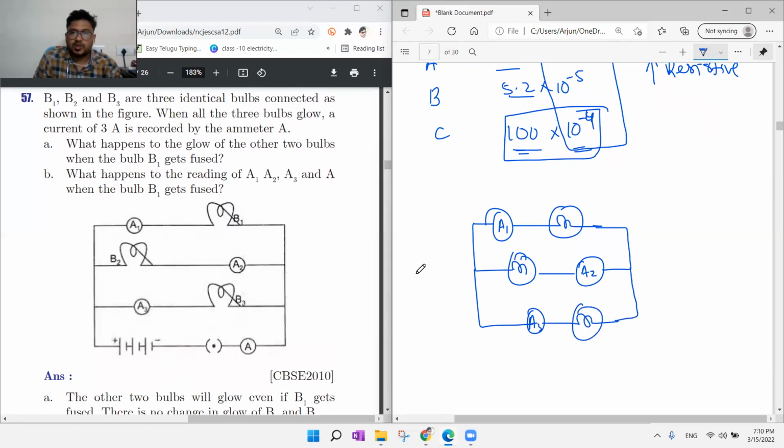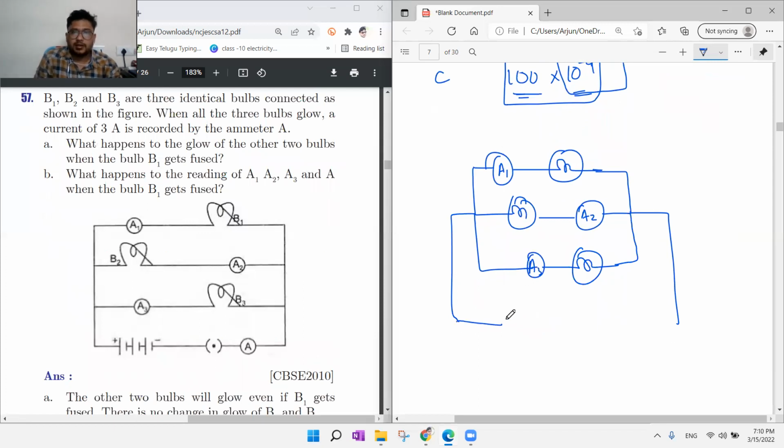Just by seeing the diagram, most of the students will think, okay, this question is somewhat difficult, let me leave that. Don't leave. And one battery, key and ammeter. So this ammeter A is for the entire circuit, and A1, A2, A3 are 3 ammeters for the individual bulbs. That's fine. When all 3 bulbs glow, a current of 3 amp is recorded by the ammeter A. Okay, this ammeter is recording current I equal to 3 amp.